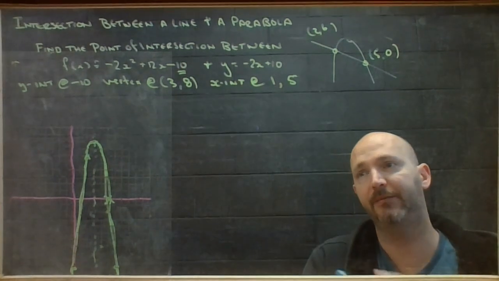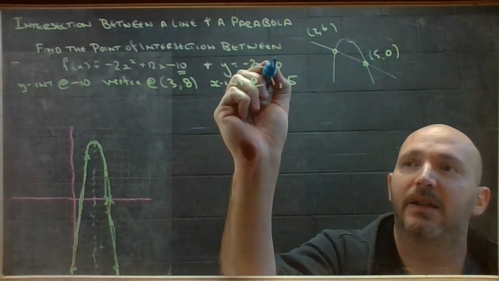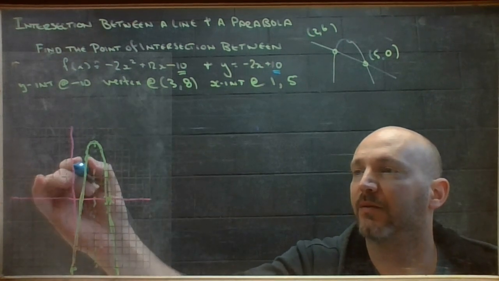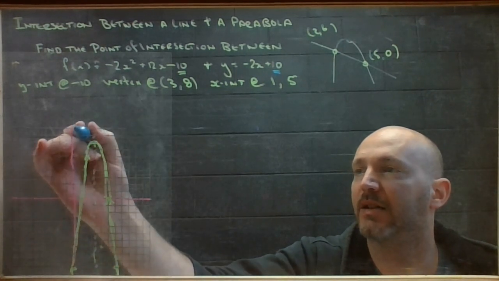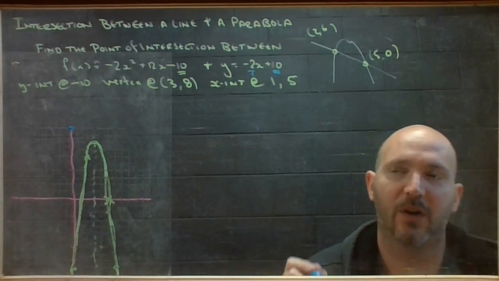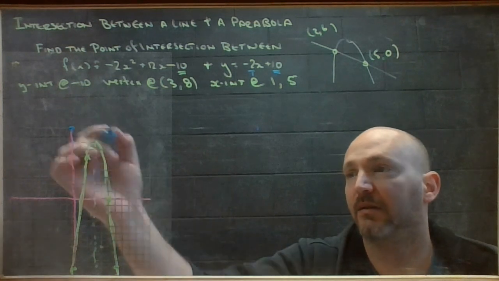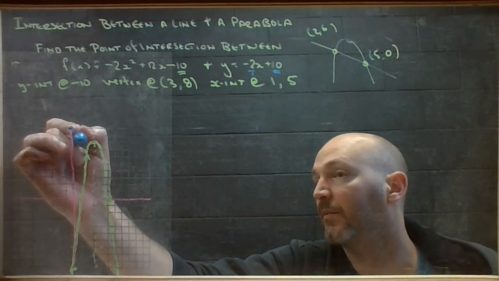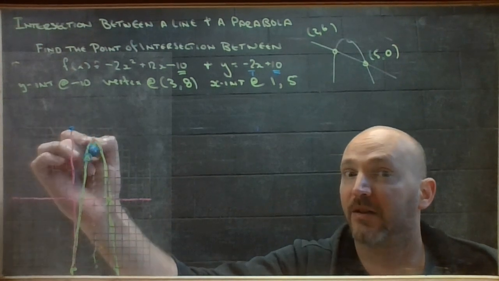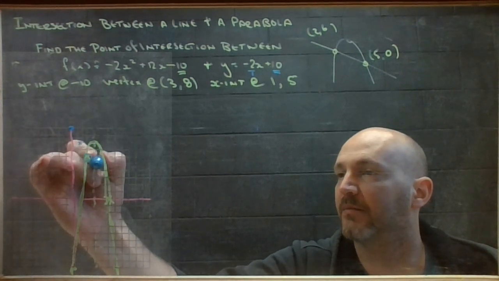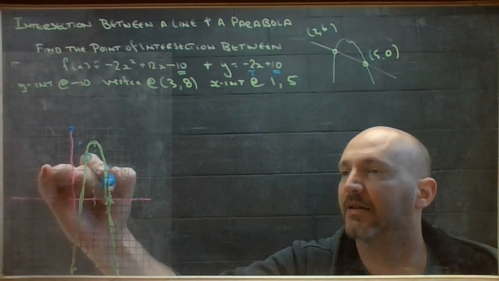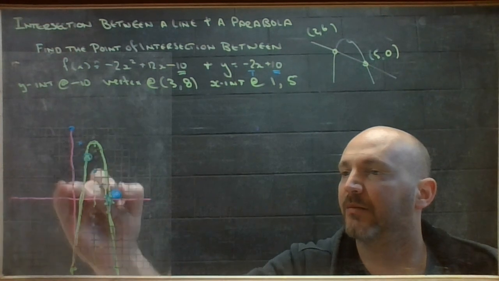We'll try the line. This line has a y-intercept of 10. 1, 2, 3, 4, 5, 6, 7, 8, 9, 10. And it drops 2 for every step you take in x. So take a step, drop 2. Take a step, drop 2. Oh, that's encouraging. Take a step, drop 2. Take a step, drop 2. There you go.